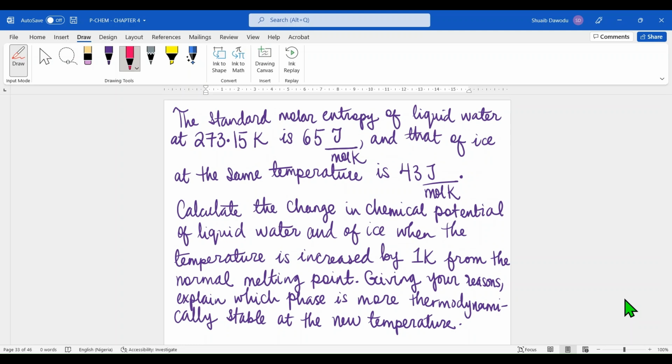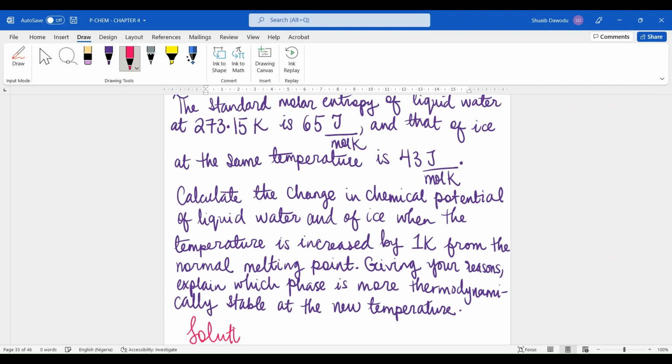Today we're going to be working on the question on the screen that says the standard molar entropy of liquid water at 273.15 Kelvin is 65 joule per mole Kelvin, and that of ice at the same temperature is 43 joule per mole Kelvin. Calculate the change in chemical potential of liquid water and of ice when the temperature is increased by 1 Kelvin from the normal melting point. Give your reasons, and explain which phase is more thermodynamically stable at the new temperature.